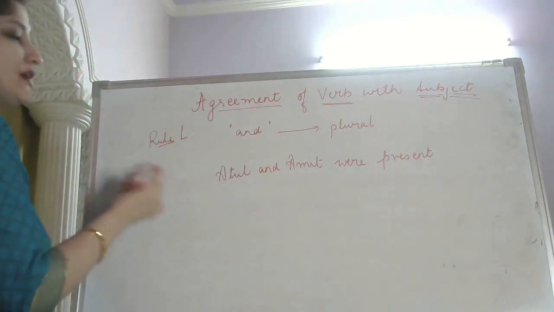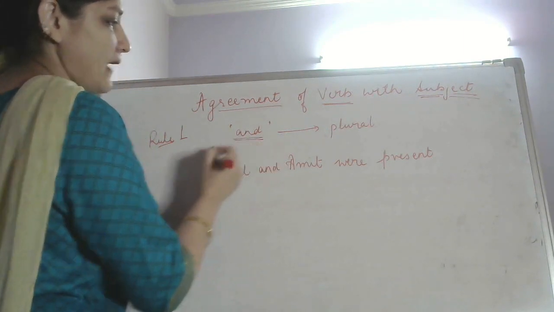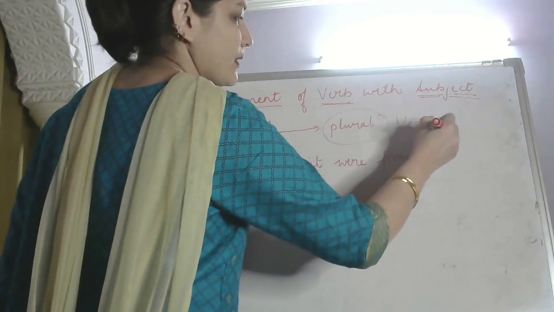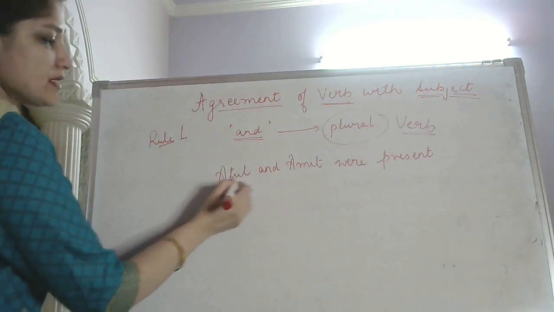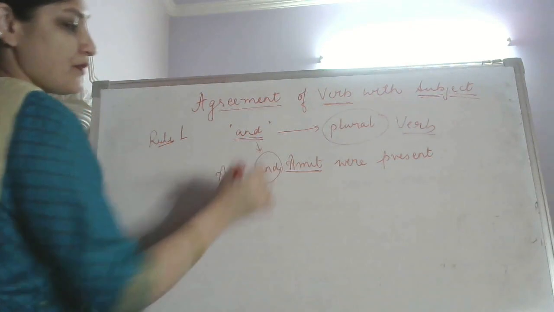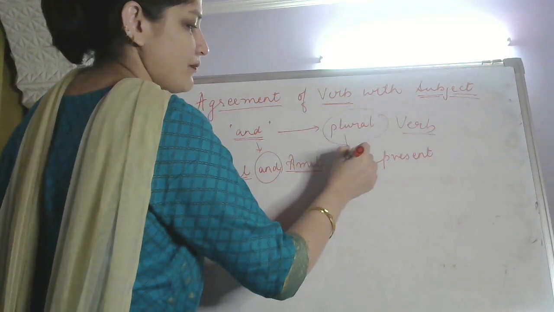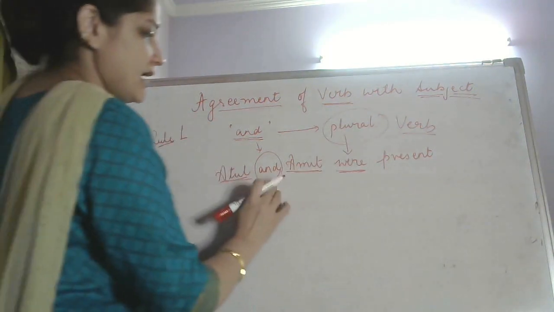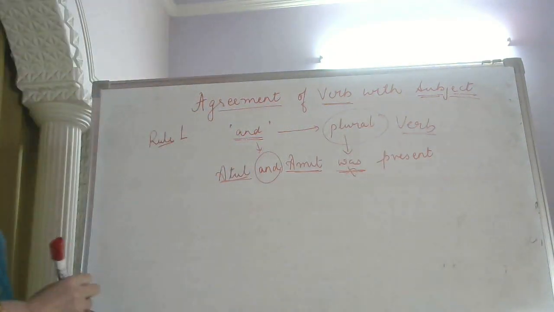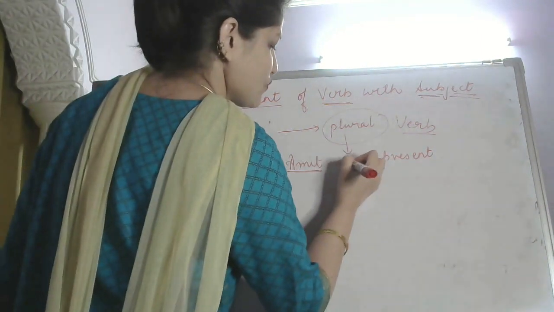Now you can see here I've written rule number 1. When any two subjects are joined with the help of and, then what happens is they take a plural form of verb, right? For example, Atul is a subject, Amit is a subject, and I have used and to join them, right? So what happens here? This verb will be plural, right? I cannot say Atul and Amit was present. This is wrong. Is that clear? Was is wrong. So the verb should agree. For example, the answer is were.